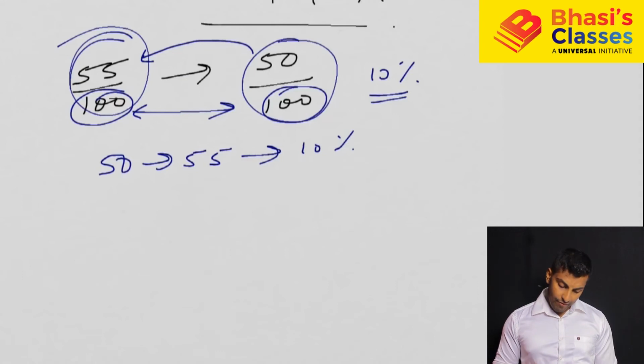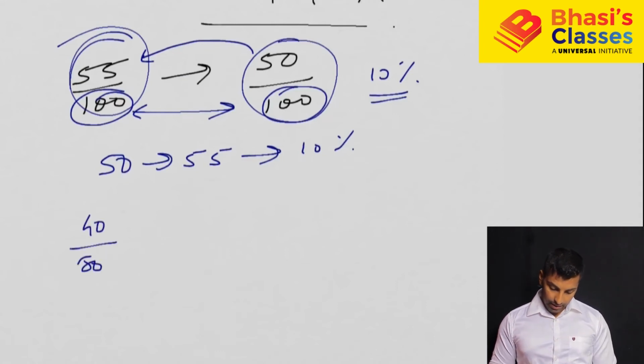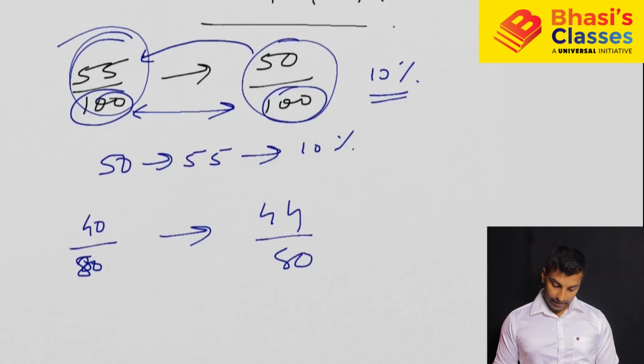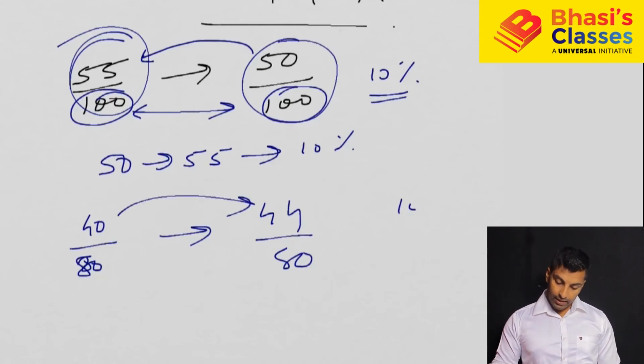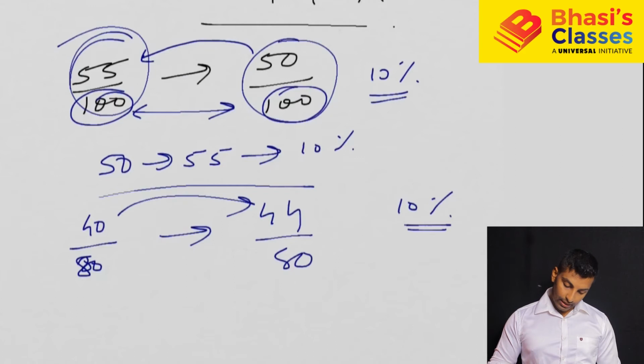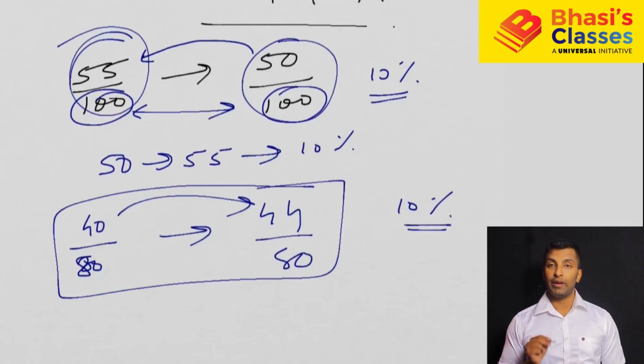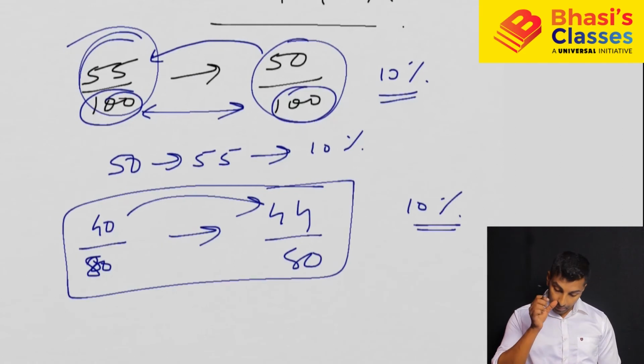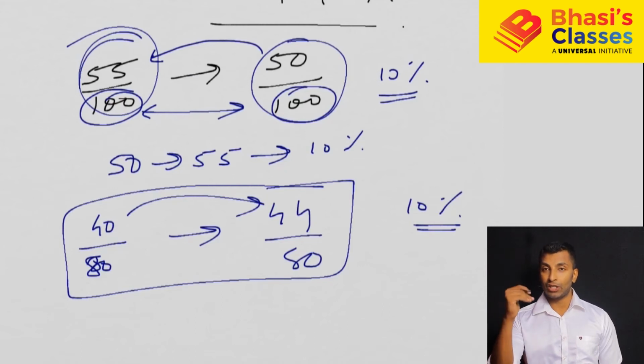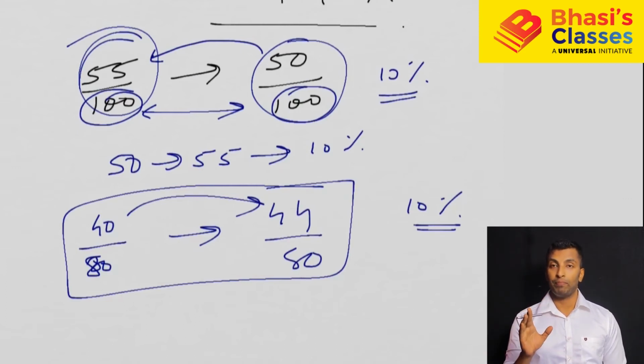Okay, same way if you take 40 by 80 and 44 by 80, if you see here, there is a 10% change. So in the complete ratio also, there will be a 10% change. So actually 44 by 80 means it's actually a 10% increase from 40 by 80, just like 44 is a 10% increase from 40. Both are actually the same. Okay.